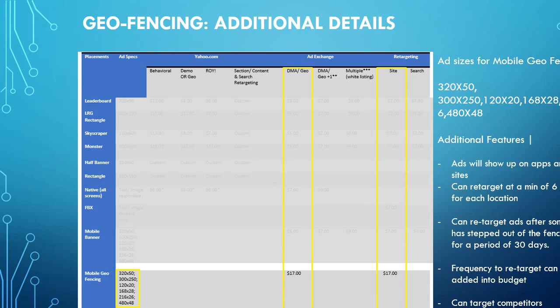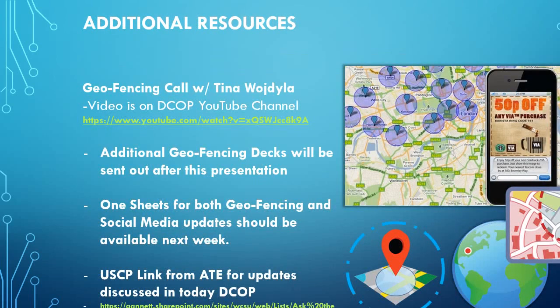But again, the additional features, let's go over them real quick, as will show up on apps and MDOT sites. You can retarget at a minimum of 6 miles for each location. You can retarget ads after someone has stepped out of the fenced area for a period of 30 days. Frequency to retarget can be added into the budget, and you can target competitors. So we'll just get more information on that.